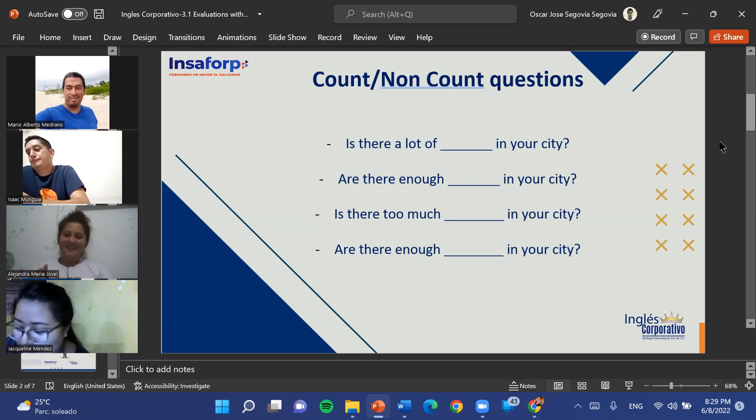Y la que voy a usar sería there is there too much bicycle in your city. Too much what? Bicycles. Ajá. Oh, entonces sería are there. Because those bicycles son countables. Okay. Are there enough bicycles in your city? All right. ¿A quién le vamos a hacer esa pregunta? Mario. Okay, para Mario. So Mario, are there enough bicycles in your city?